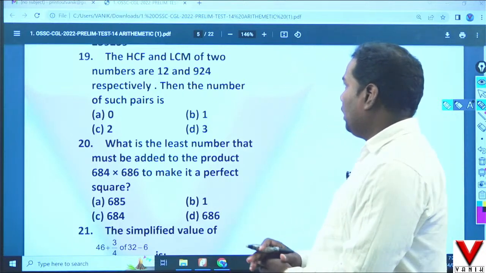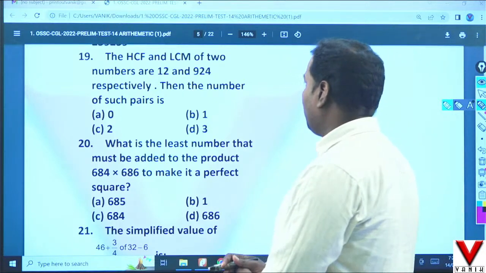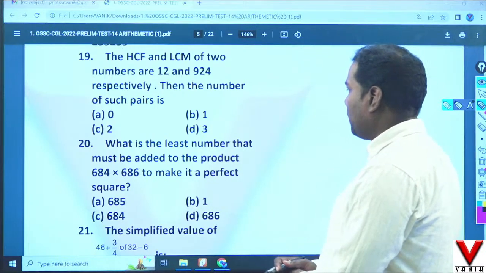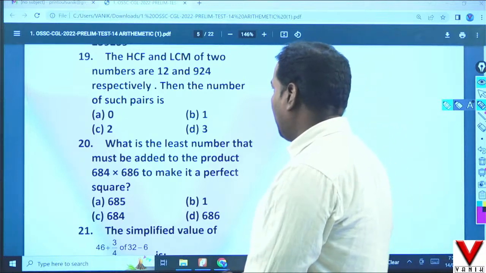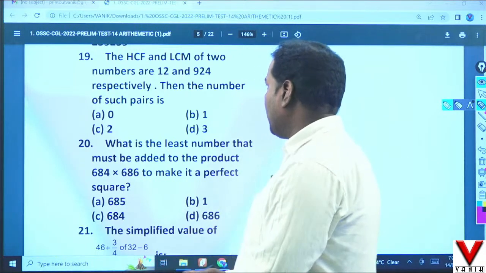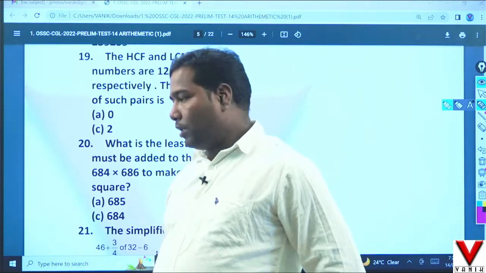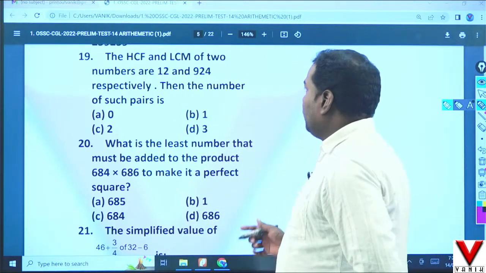Question number 19. The HCF and LCM of two numbers is 12 and 924 respectively. Then the number of such pairs is what? How many possible pairs are there where the HCF of the two numbers is 12 and the LCM is 924? Please tell me the answer.